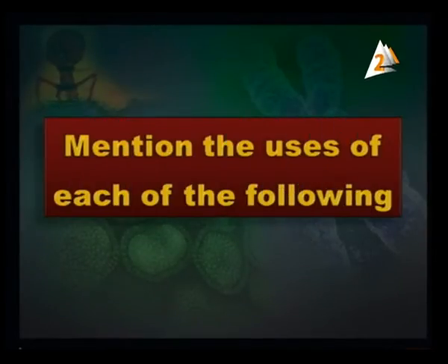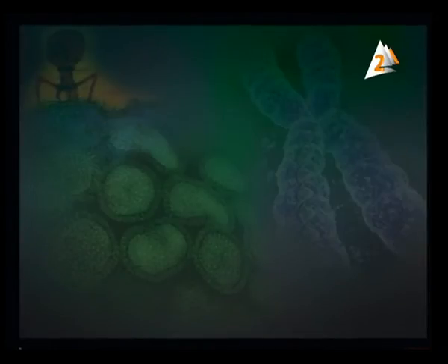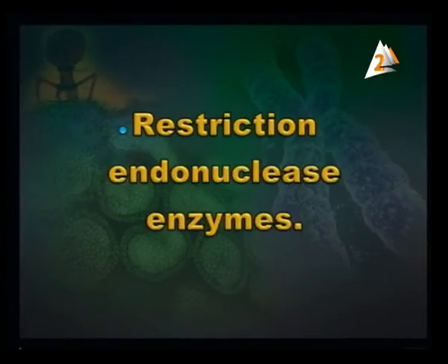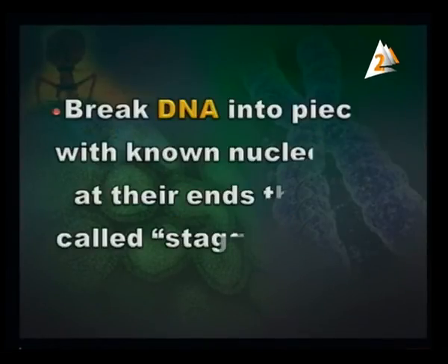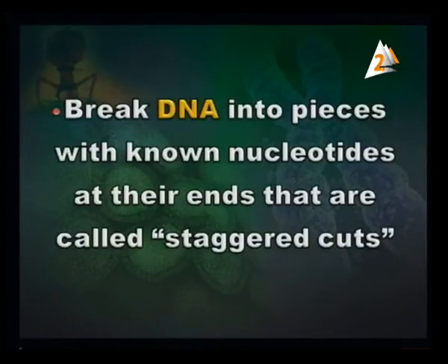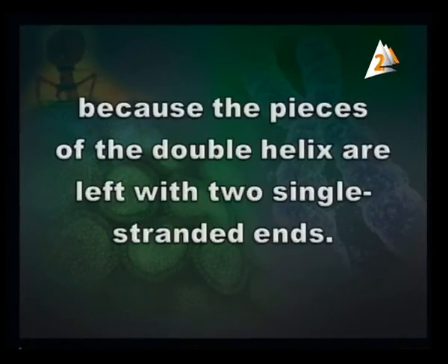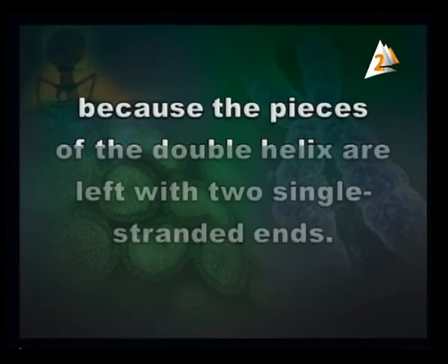The fifth question: mention the uses of each of the following. Number 1, restriction endonuclease enzyme. Break DNA into pieces with known nucleotides at their ends that are called staggered cuts, because the pieces of the double helix are left with 2 single-stranded ends.